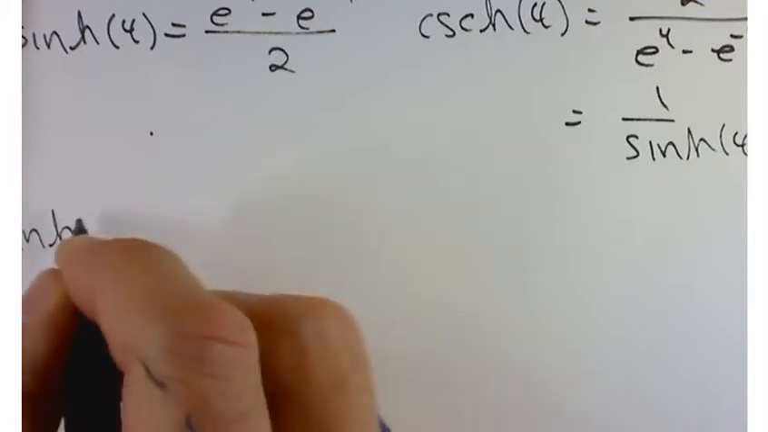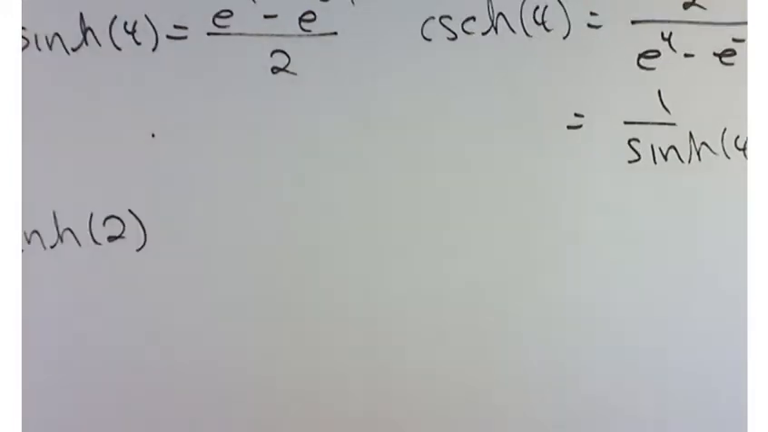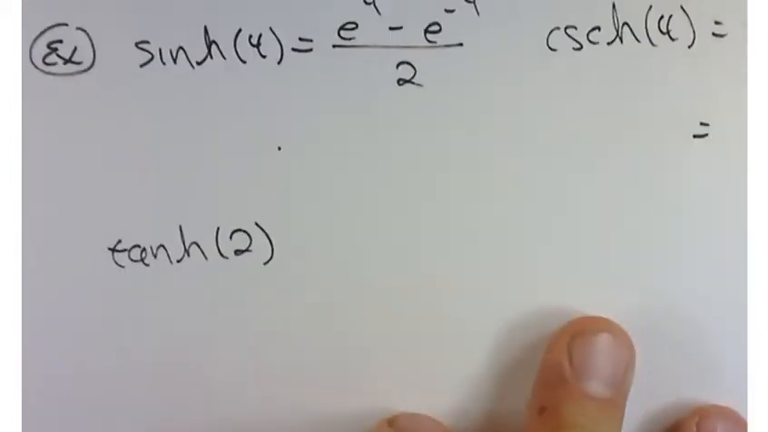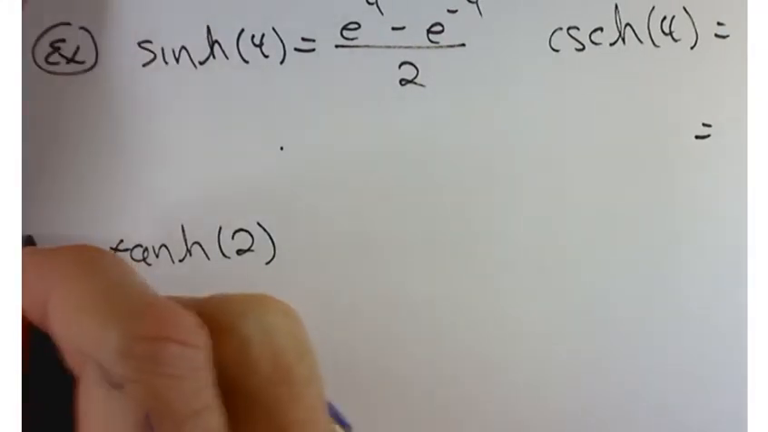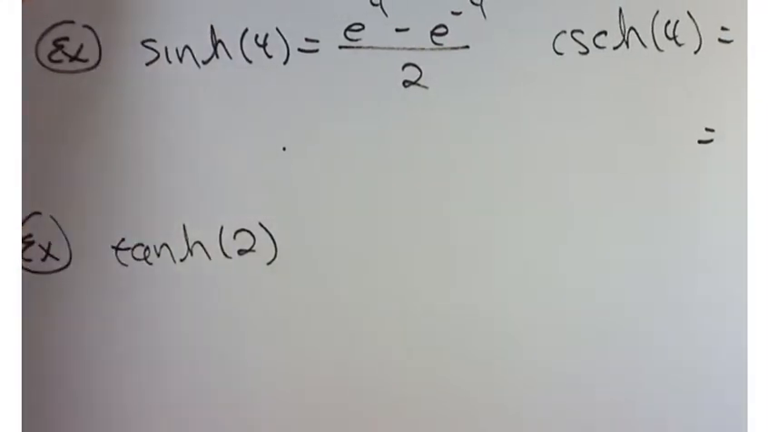Let's try the hyperbolic tangent of 2. See if you can find this one. These aren't problems in the book. That's why I just put EX there. That's my shorthand for, all right, this is my own example.